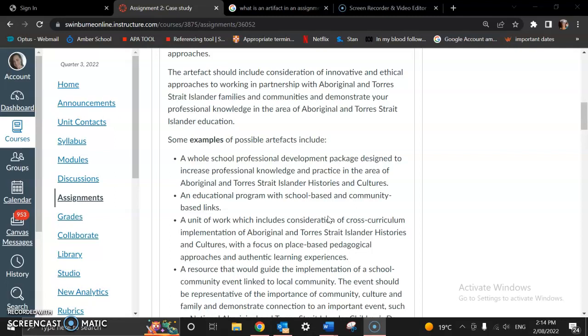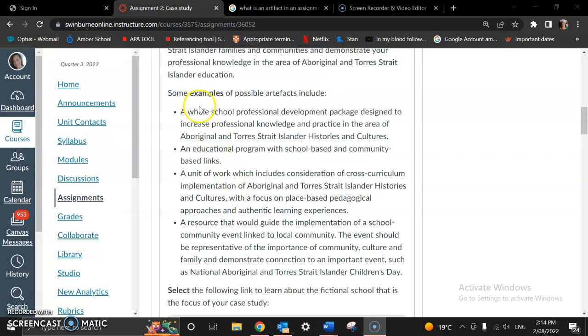So the unit of work would be like a teacher's resource that you could share between different classrooms. Or you could just include a resource that would be used as a guide to embedding Indigenous perspective in schools with the links to local community events. It's quite broad here, so I feel that within these 4 points, there's a lot of scope of what you could do for this assignment.